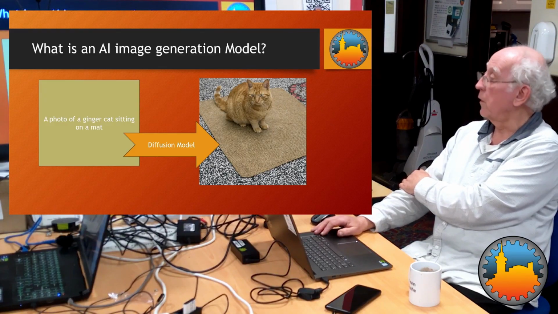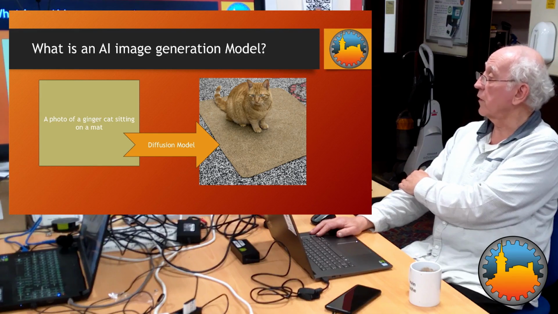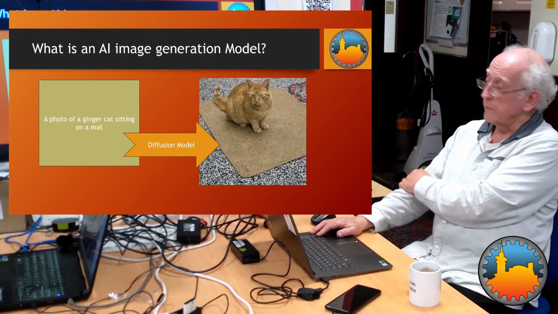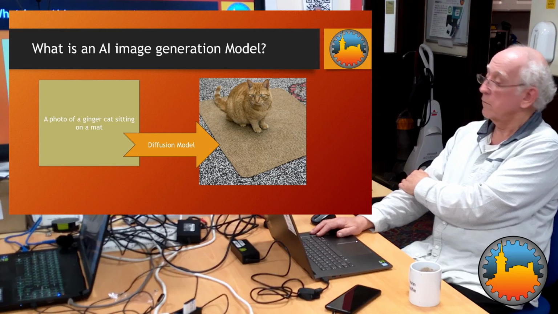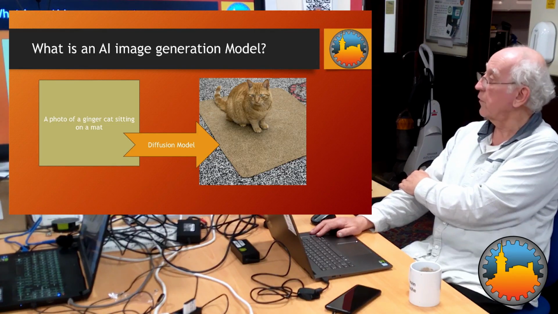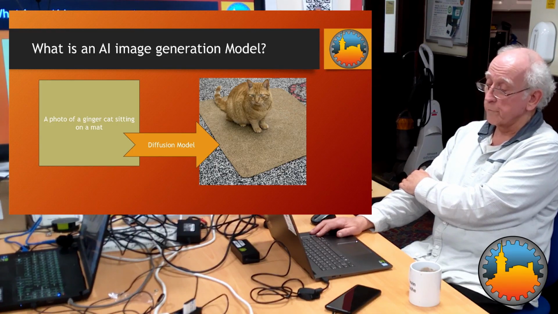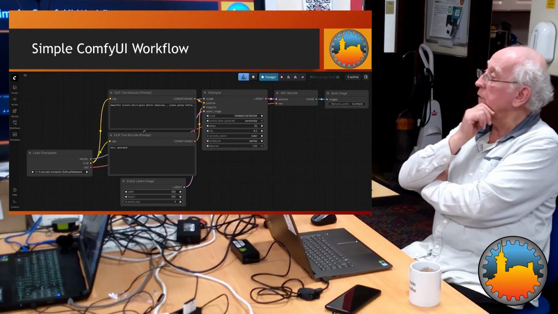And this is one I generated yesterday. For some reason, I decided I'd see if it was better with Z-Image Base, so I generated this one with Z-Image Base. And as you can see, there's the mat and the cat, and it's a ginger cat sitting on a mat. So it worked pretty well first time. But how did we go about doing it?